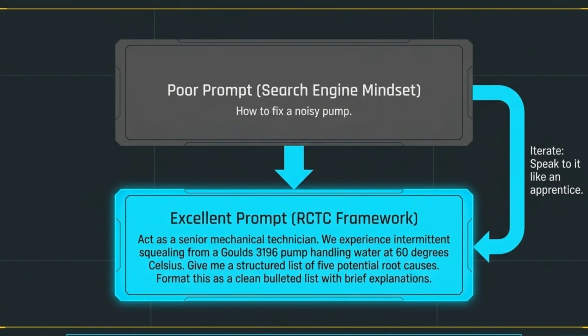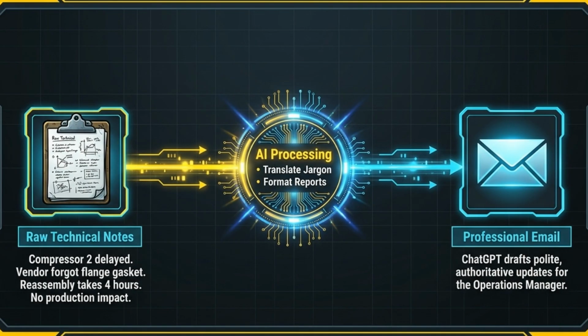Moving away from a search engine mindset is crucial. Instead of a vague query, use the RCTC framework to provide details. Speak to the AI as if you are training an apprentice, and iterate on your prompts until the output matches your technical requirements.